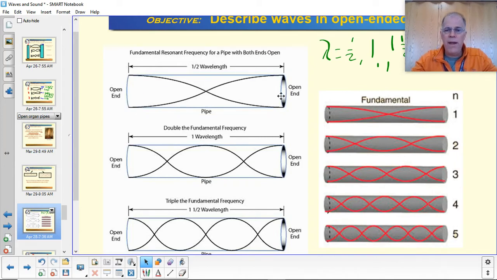And your primary fundamental is with both ends open. So you have maximum motion at both ends. So sound is coming out both sides of this thing. And the possible wavelengths are half a wavelength, full wavelength, 1.5 wavelengths, and so on, just like it was for the strings.